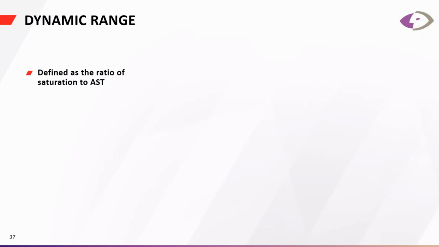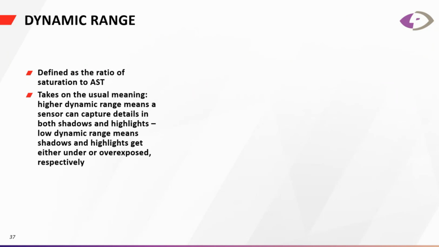Next up, we have dynamic range. Dynamic range is the ratio of the saturation threshold to the absolute sensitivity threshold. Remember, saturation is where the well is completely full and it cannot accept any more electrons. The absolute sensitivity threshold is when SNR is 1, when you can actually determine signal from noise. And this takes on the usual meaning for dynamic range.